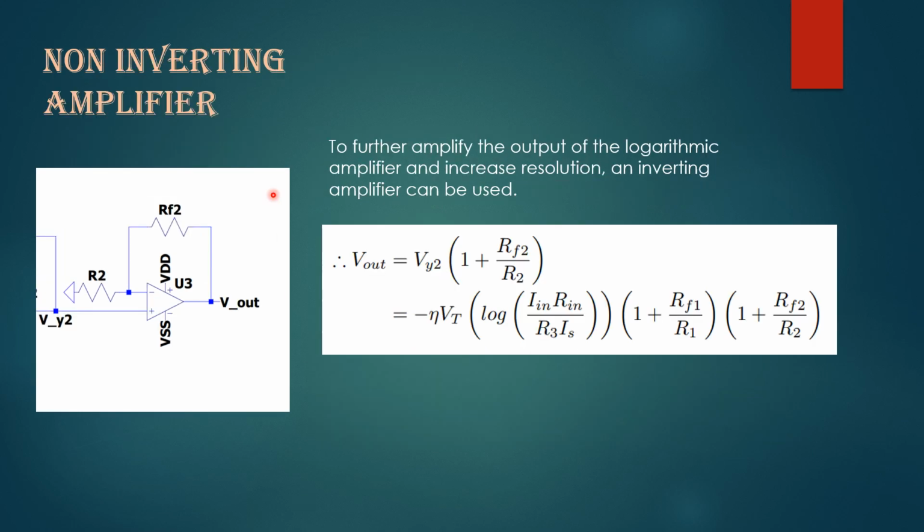The non-inverting amplifier is basically an amplifier with gain 1 plus Rf2 by R2, and we have summed up all the previous calculations and the final output will be as follows.